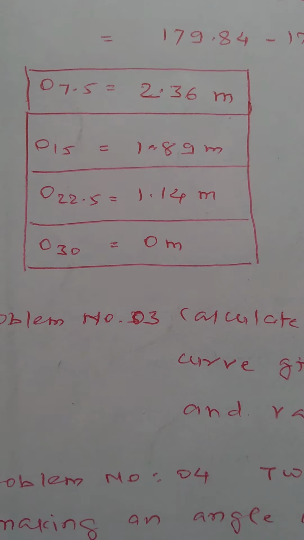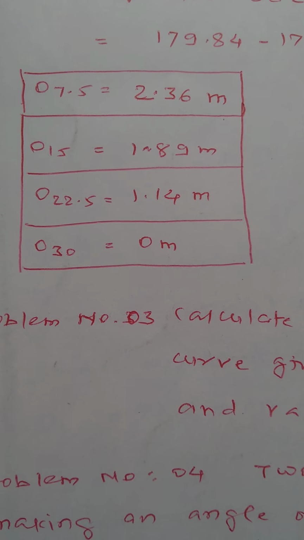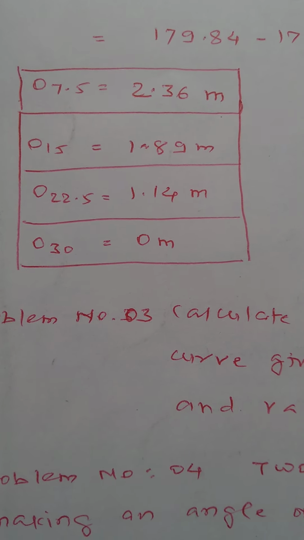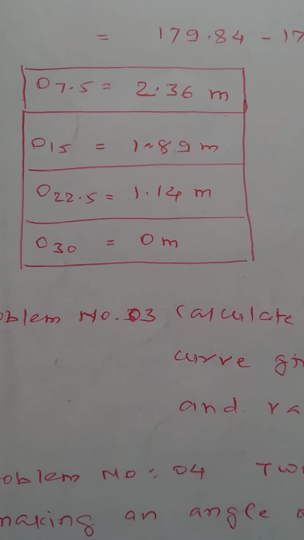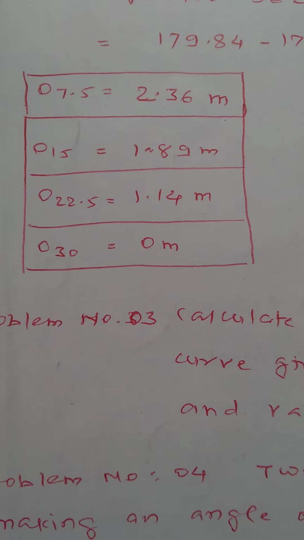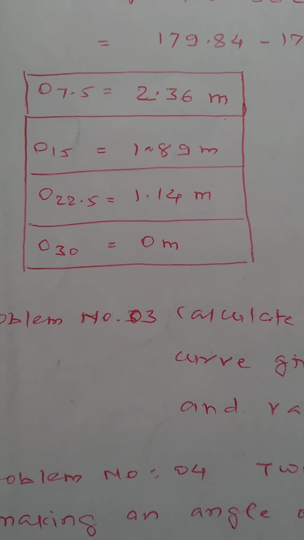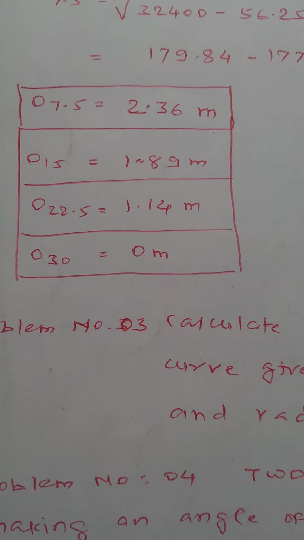The value of O15 is coming to be 1.89 meter. The value of O22.5 is coming as 1.14 meter. The value of O30 is coming as 0 meter. As the value of O30 is coming as 0 meter, that's why all our calculations are correct.